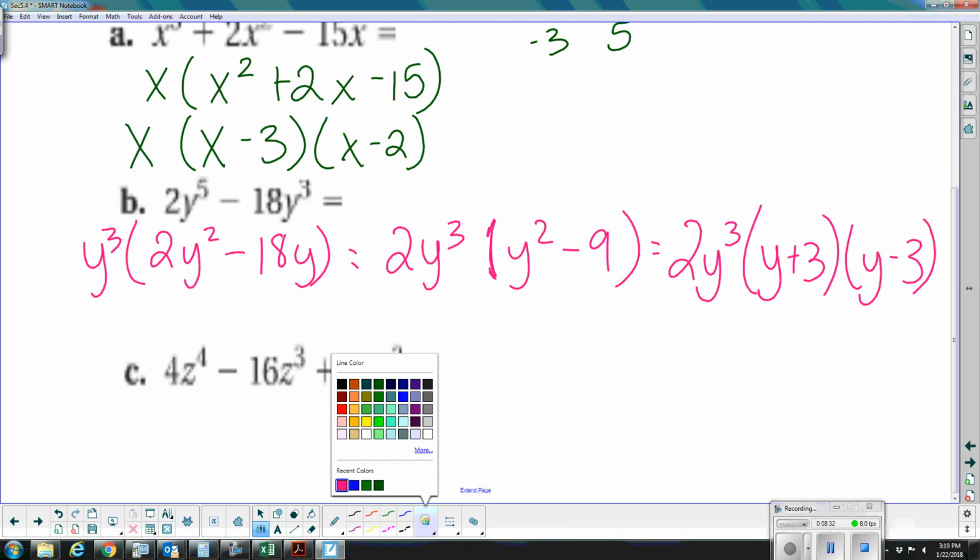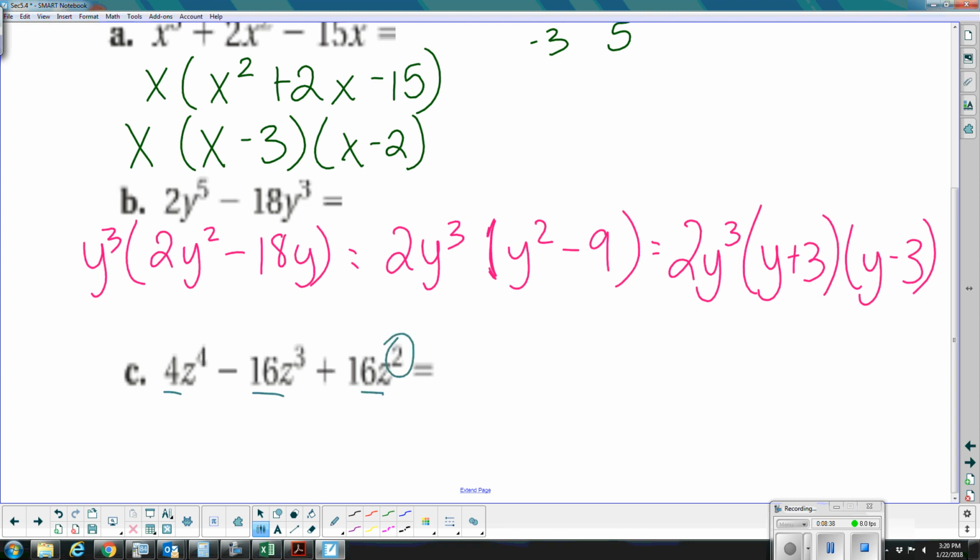And then the last example, I notice I have a 4 in each of these and a z squared in each of these. So I'm going to factor out 4z squared right away. And I'm left with z squared minus 4z plus 4.